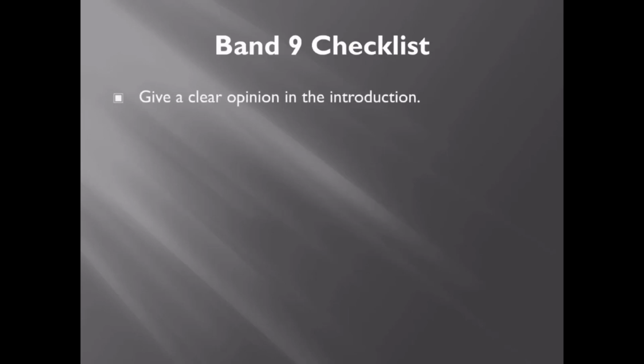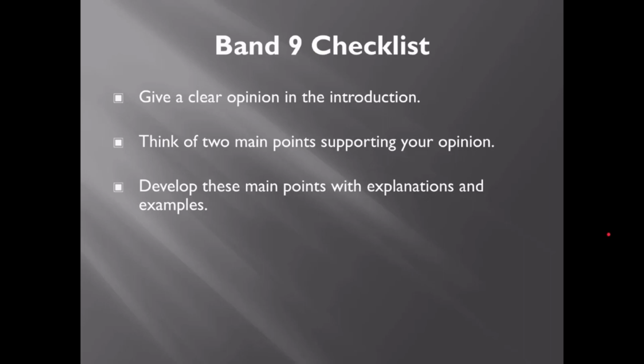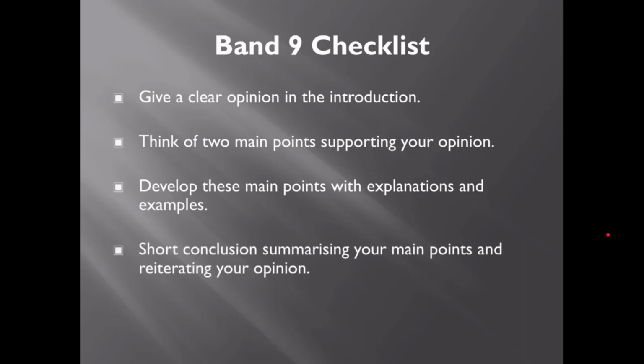So how do you get a Band 9? Give a clear opinion in the introduction. In the introduction, state exactly what your opinion is. Then think of 2 main points supporting your opinion, so 2 main ideas to support your opinion. Develop these points with explanations and examples, and then a short conclusion summarizing your main points and reiterating your opinion. If you do this, you're giving yourself a very, very good chance of getting one of the higher band scores. And it is very simple.